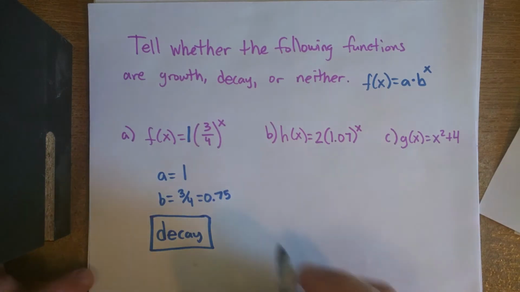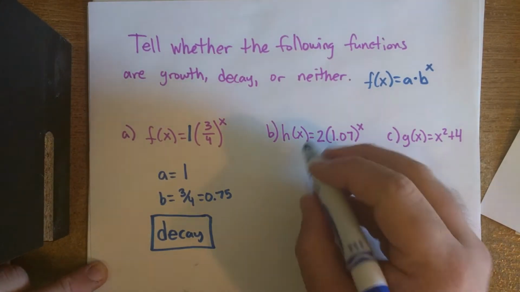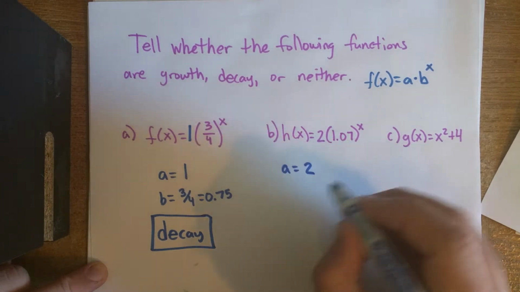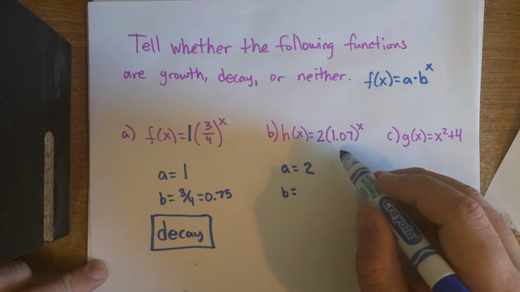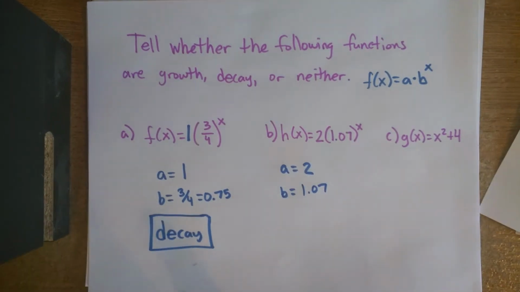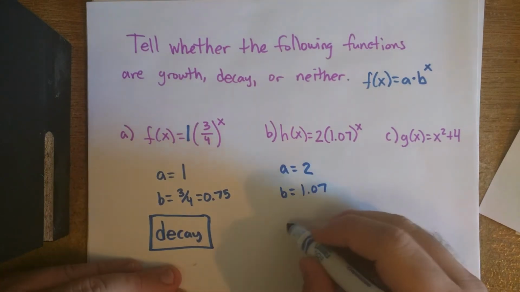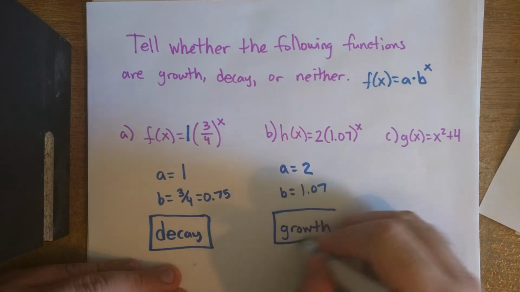Look at part B. X is in the exponent. Our a value is 2. We don't really care about that one, though. We just want to know our b value is 1.07. And that is greater than 1. So this is an exponential growth function.